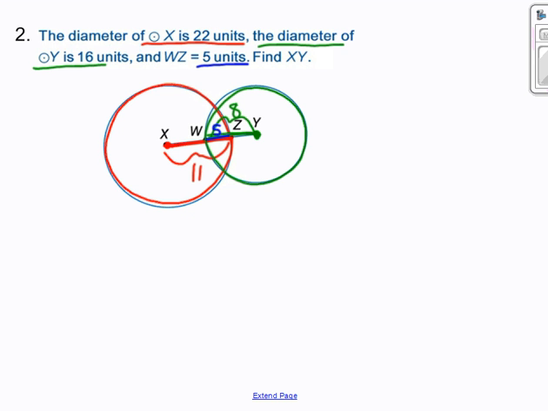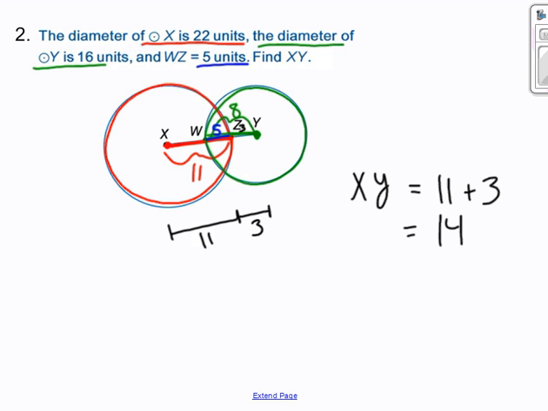So they give me a ton of information. So a couple ways you could think about this. I know from just here to here is 11, but now I just need that last bit of green, but there's this overlap. So this blue is 5, and then the whole part is 8. I know this little bit is 3. So to find XY, that's going to be 11 plus 3, or 14. And then do this.